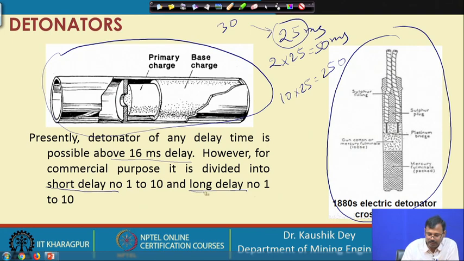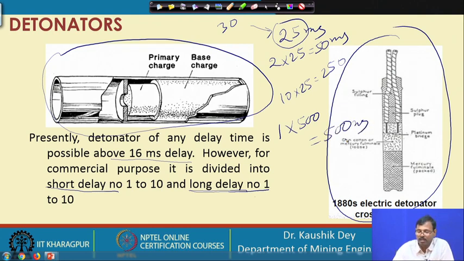Similarly, long delay detonators are also available, which are basically the multiplication of the delay initially developed, that is the half second delay. So, it is the multiplication of the half second delay. So, long delay 1 means it is long delay 1 into 500, so the delay time is 500 millisecond. If someone is willing to have a long delay of 3, that means it is 3 into 500, that means 1.5 second is the delay time. So, like that, long delay 1 to 10 is available. So, delay 10 means a 5 second delay can be achieved.